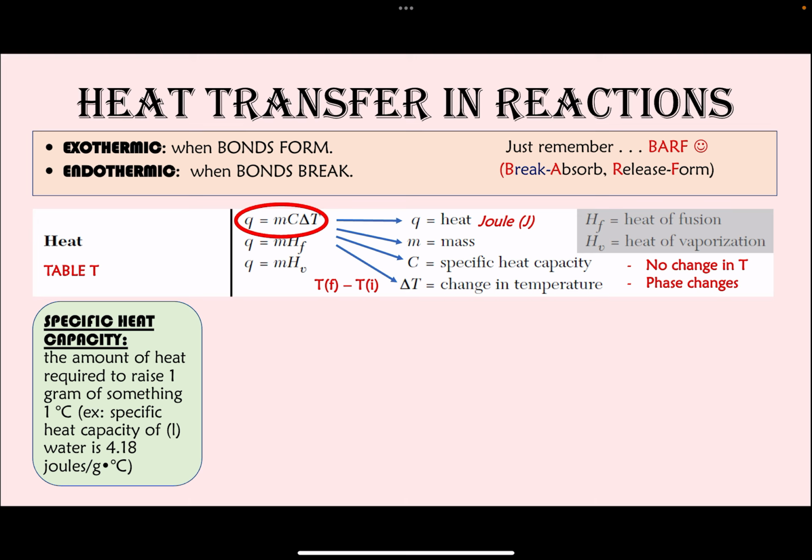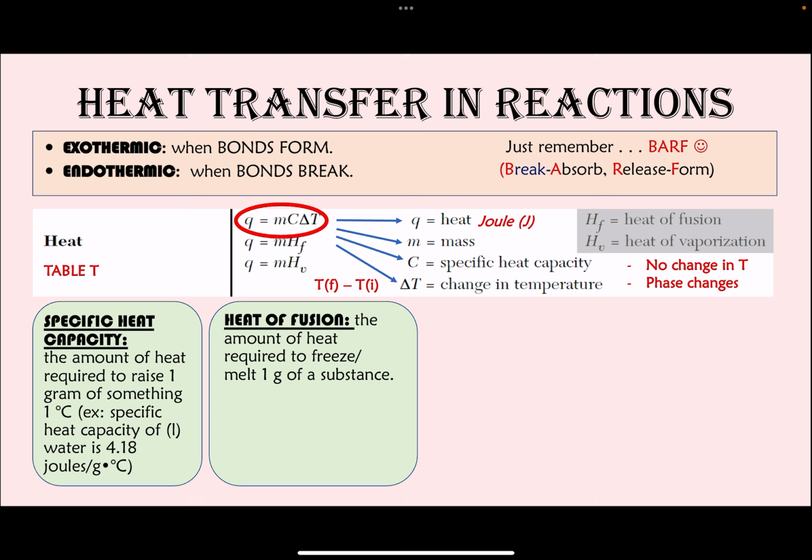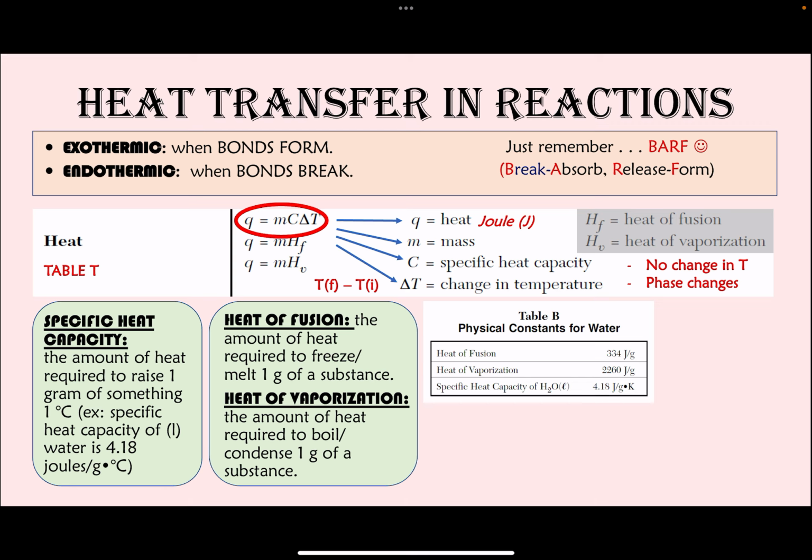Because for these two equations, we do not need the change in temperature. So let's define them. The heat of fusion is the amount of heat that is required to freeze or melt 1 gram of a substance, and the heat of vaporization is the amount of heat that is required to vaporize or condense 1 gram of a substance. We are given the heat of fusion, heat of vaporization, and specific heat capacity of liquid water in table B.